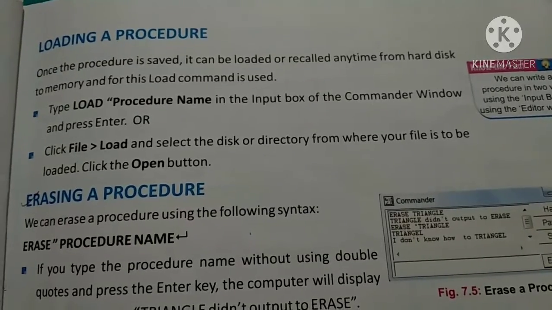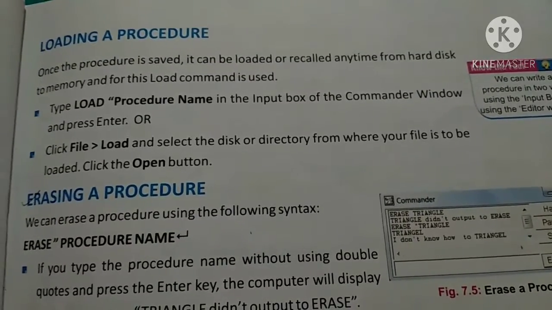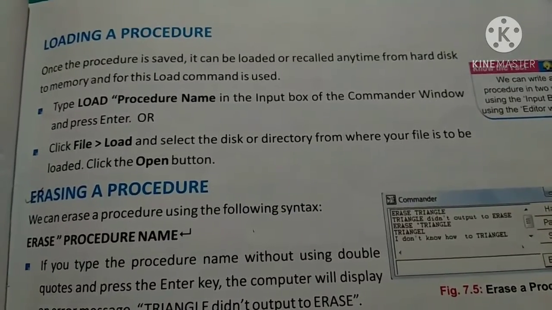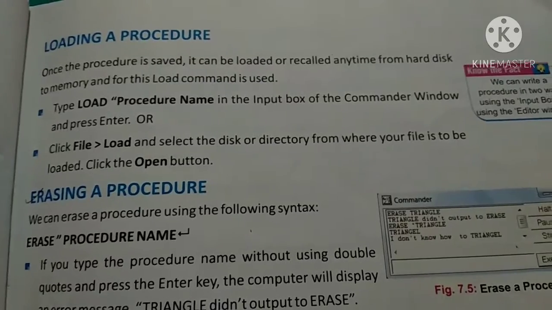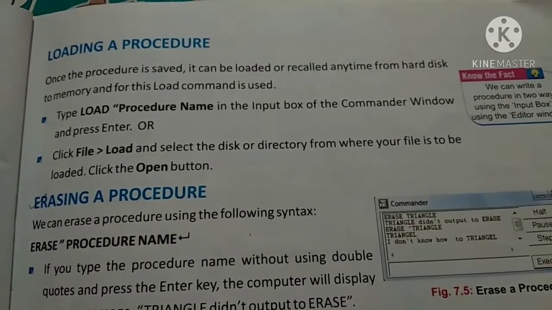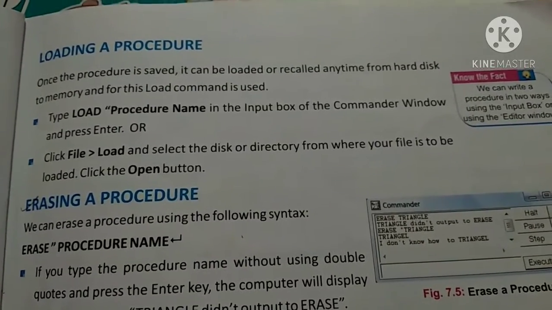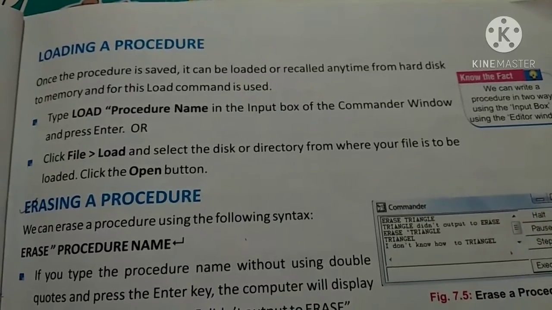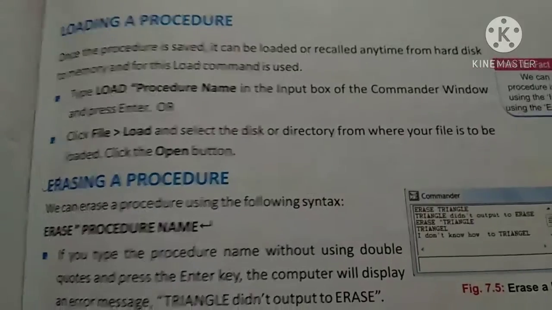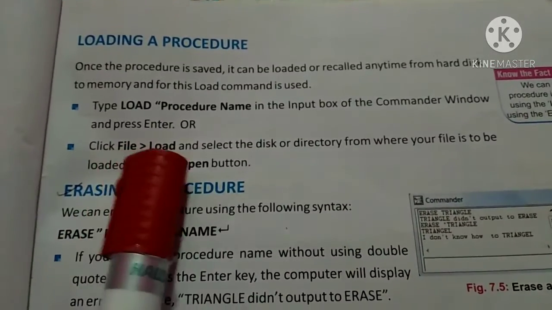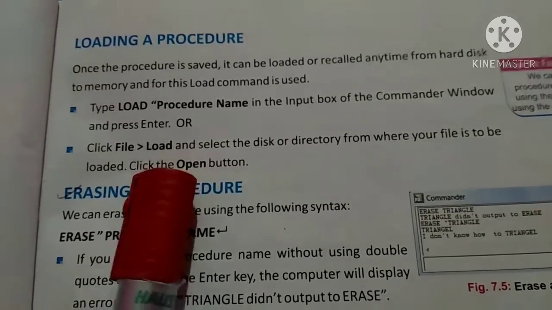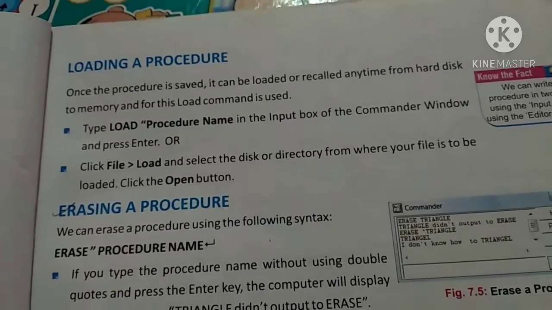There are also two methods for loading a procedure. First, you have to type load, double quotes, procedure name in the input box and press the enter key. The next is click on file, load, and select the disk or directory from where your file is to be loaded. Click the open button. Okay, so these are the two methods. First, type load, double quotes and procedure name, and the second is go to the file option, then the load option, and then select that file and open it. Okay, so it is also very easy.